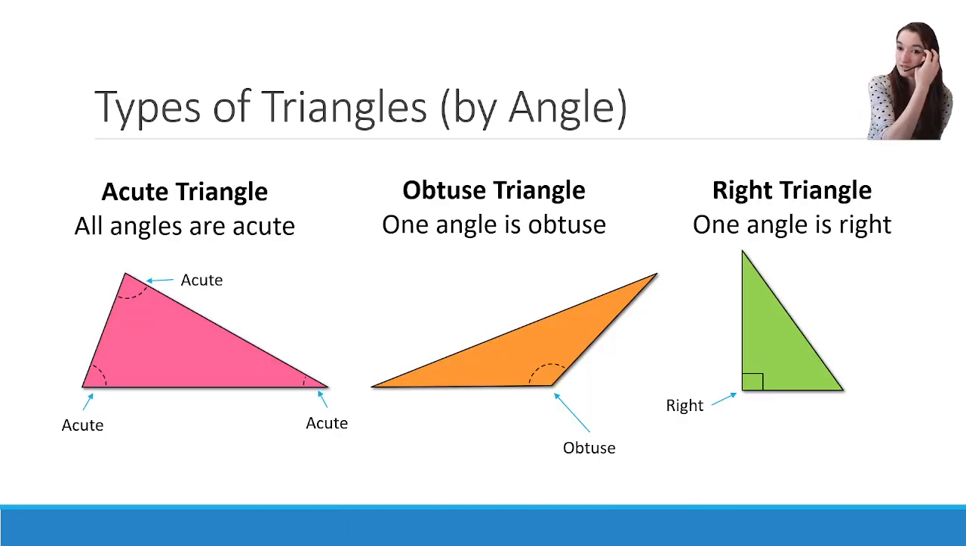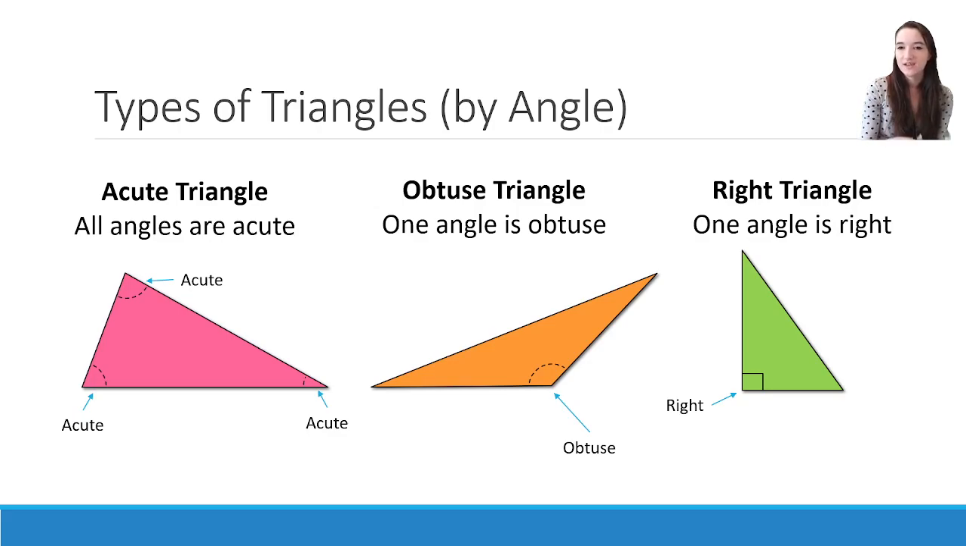Speaking of triangles, let's talk about some classifications of triangles. So in this chapter, we're going to go through classifications of triangles and quadrilaterals because those are the ones that get talked about the most. So we can classify triangles by angle or by side. By angle, we have first acute triangles, which means that all of the angles are acute. Remember that acute means less than 90 degrees.